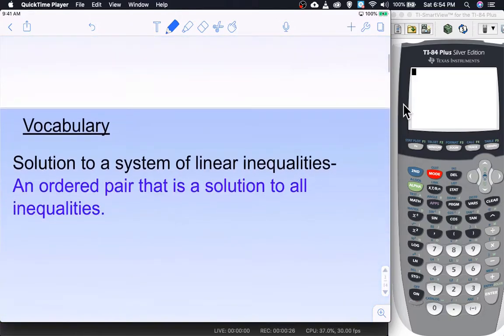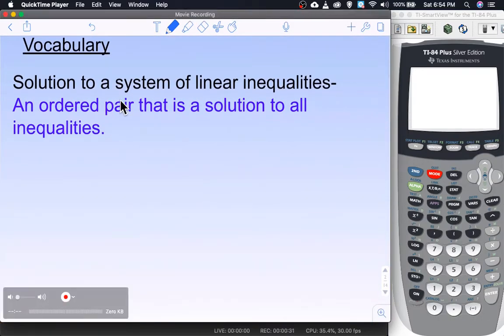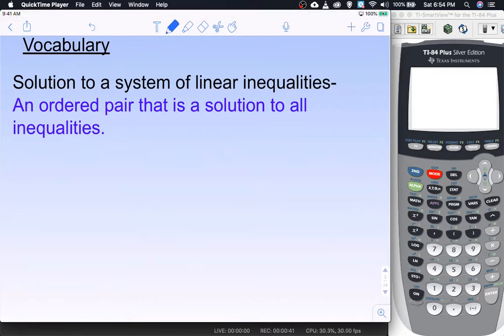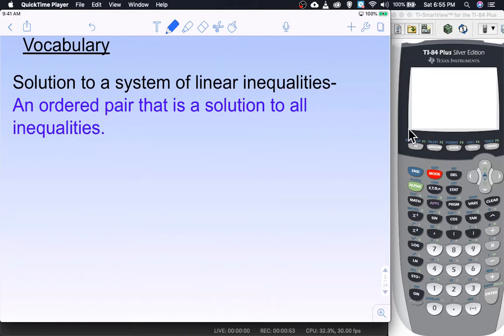All right, pretty straightforward. For vocabulary, we have one: a solution to a system of linear inequalities. Just like a solution to a system of equations was a point, an ordered pair, that makes both equations true, with a system of inequalities it's the same thing. It's an ordered pair, a point, that is a solution to all inequalities, so it makes all of the inequalities true. And we're going to see that very simply here in just a second.